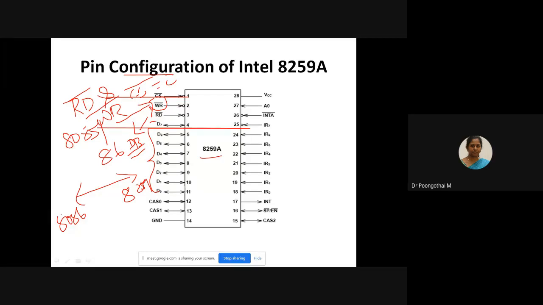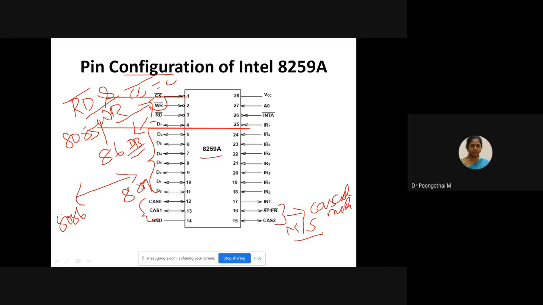Okay. And next, the cascade lines along with slave program and enable. So these 4 lines are used for master-slave configuration. I will explain that later, in cascaded mode. Cascade 0, Cascade 1, and Cascade 2. So these lines form a bus to control multiple 8259s in master-slave configuration.